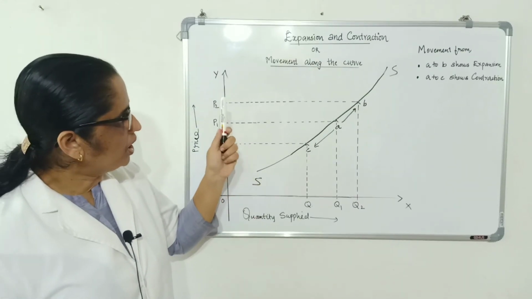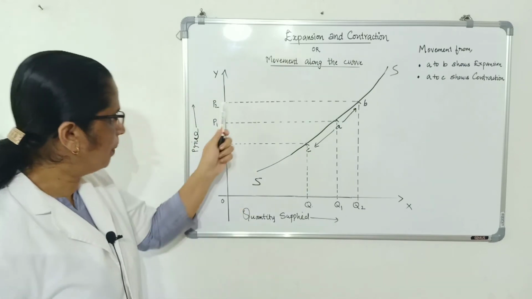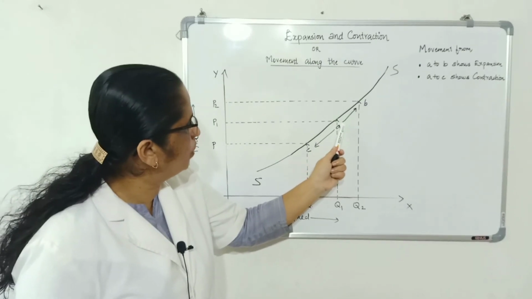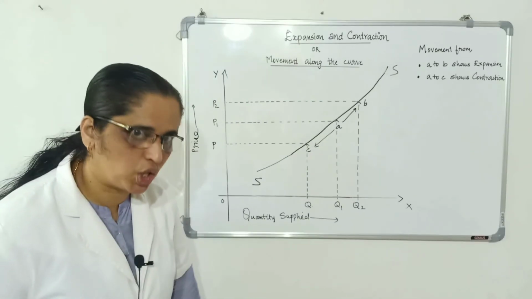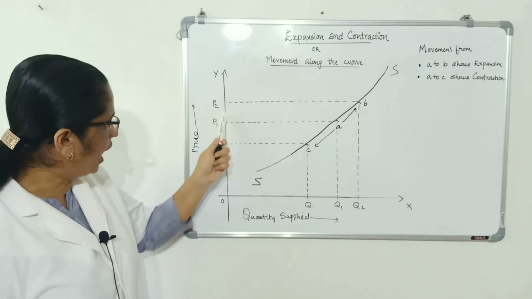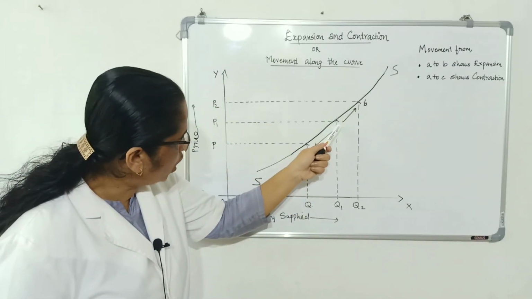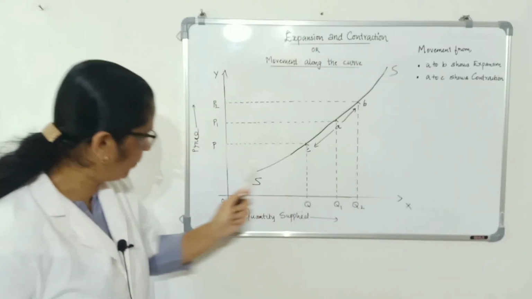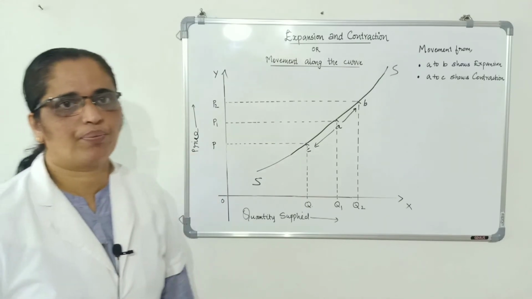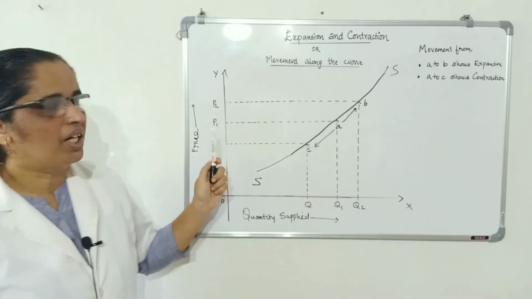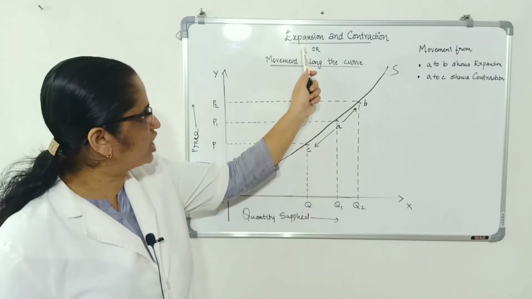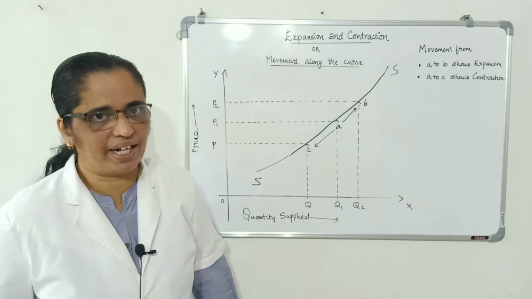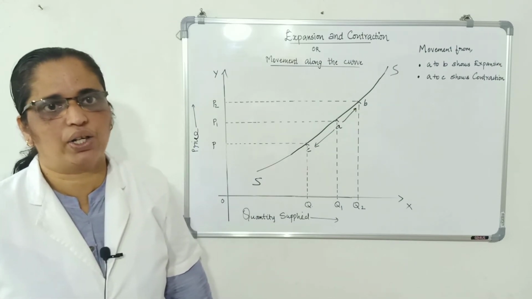So, what causes movement along the curve? Price changes. What causes upward movement? For example, movement from A to B, expansion of supply due to higher price. What shows a downward movement? Movement from A to C, contraction of supply due to lower price. Okay? So, the first type of change in supply, expansion and contraction. Here we study change in supply due to change in price, assuming that other factors are held constant.